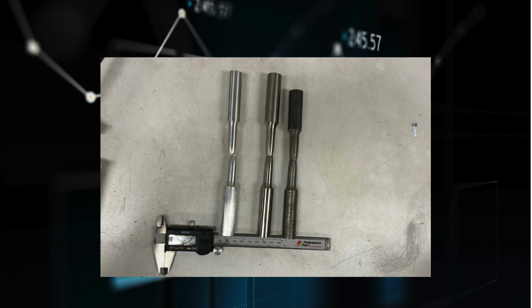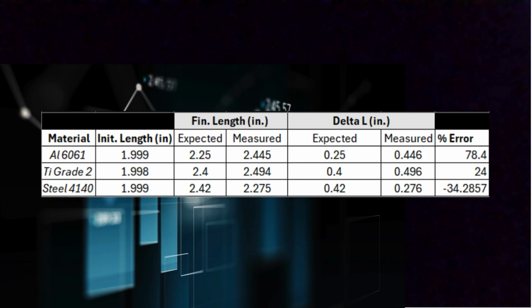Here we can see the 3 samples from left to right being aluminum, titanium, and steel. You can very clearly see the necking and elongation caused by the tensile machine. We tried to get comment, however, all 3 refused to comment for the news today. As stated earlier, one of the reasons behind doing this testing is to see the change in length of the bar as it is pulled on.